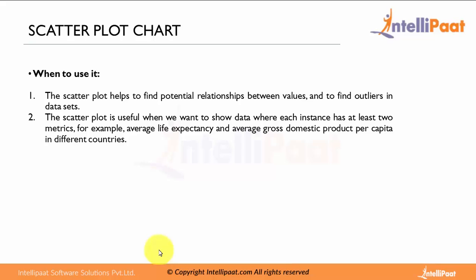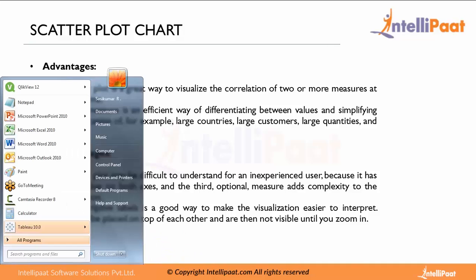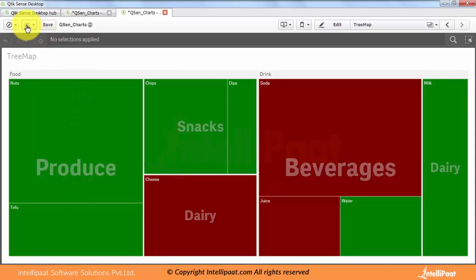So when to use this: the scatter plot helps to find potential relationships between values and to find outliers in the data set. The scatter plot is useful when we want to show data where each instance has at least two metrics, for example, average life expectancy and average gross domestic product per capita in different countries. Before we go to advantages and disadvantages, we will see one example for it.